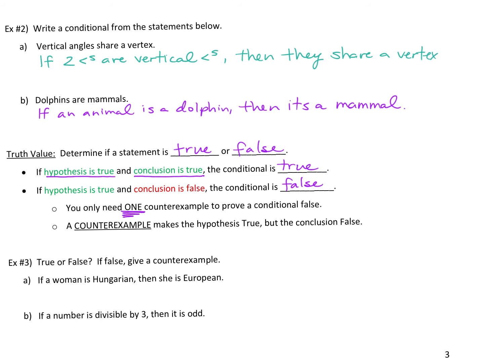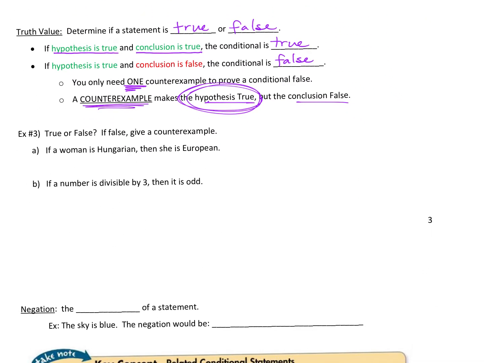And just remember that a counterexample is always going to make the hypothesis true and the conclusion false. This has to still be a true piece. Okay, so let's talk through these. True or false? And if it's false, you always have to give a counterexample to prove that it's false.